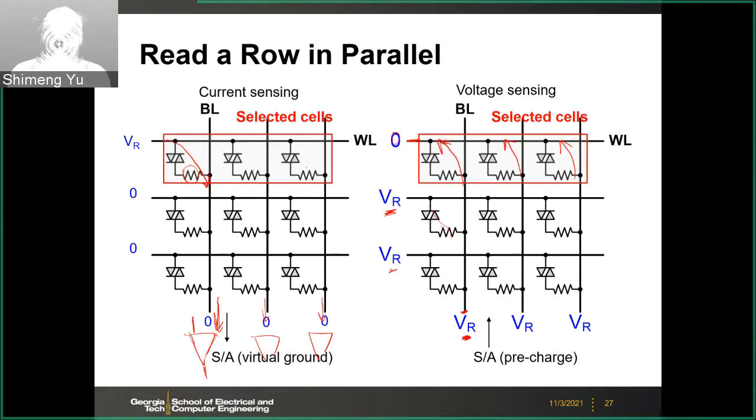Then this current will make the voltage here decay because you pre-charge. Right, like the SRAM or DRAM case, you pre-charge the bit line, and then this current will discharge the bit line depending on the resistance, the RC delay of this bit line. And then you can use a voltage sense amp to compare the decay rate of the bit line with some predefined threshold voltage. Then you can sense it's 1 or 0.